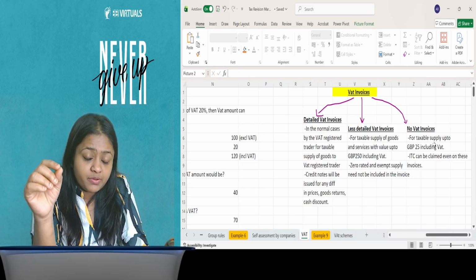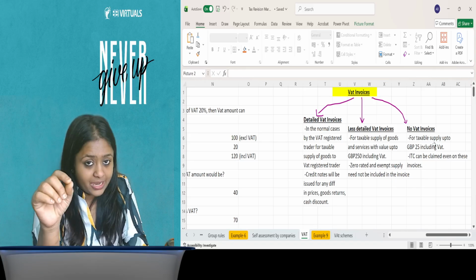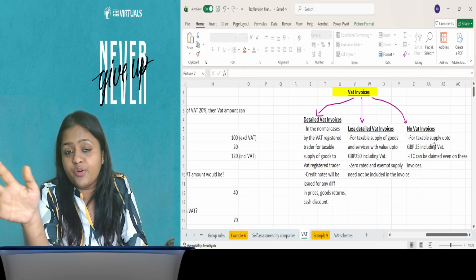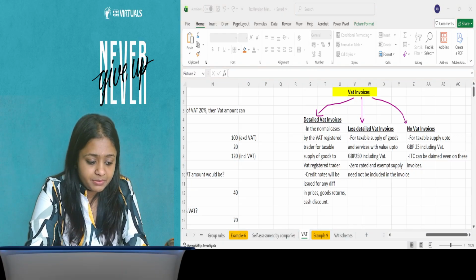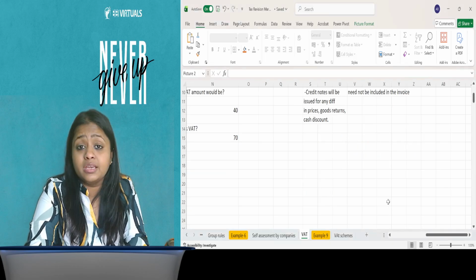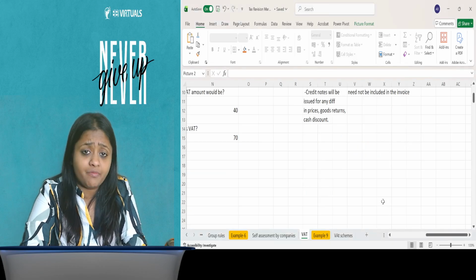Now next is, if the VAT inclusive amount is only up to £25, that is for petty expenses, there's no need for a VAT invoice. Even on a normal invoice, input VAT can be claimed. Next, in case of imports, we follow postponed VAT accounting.